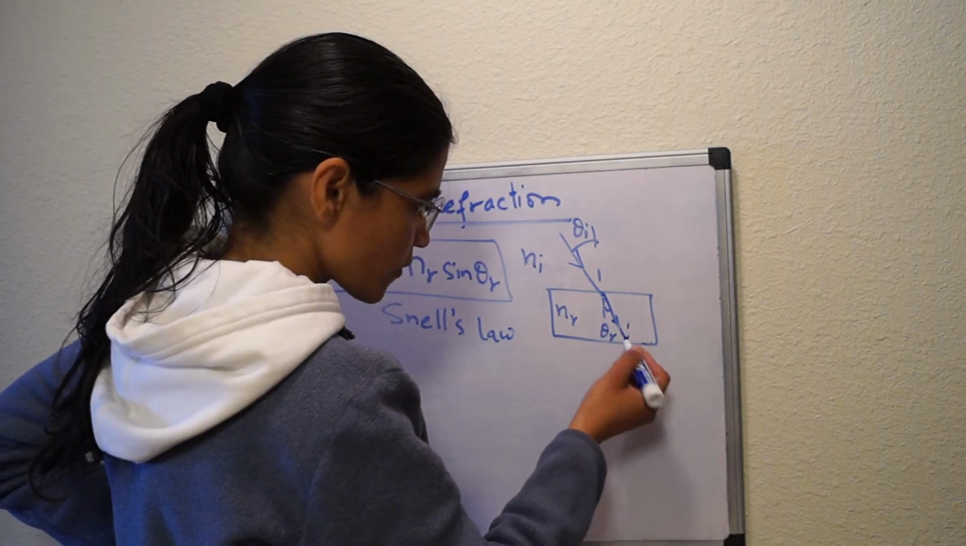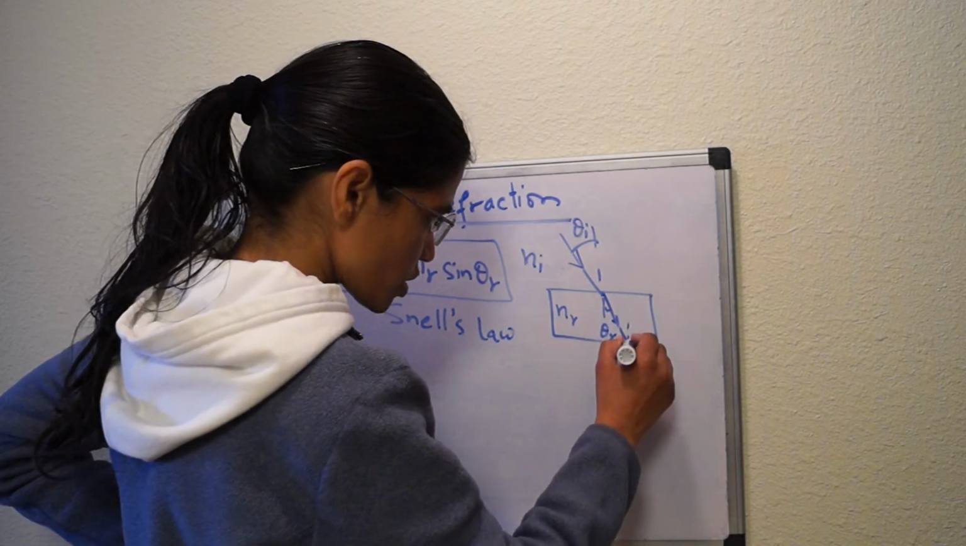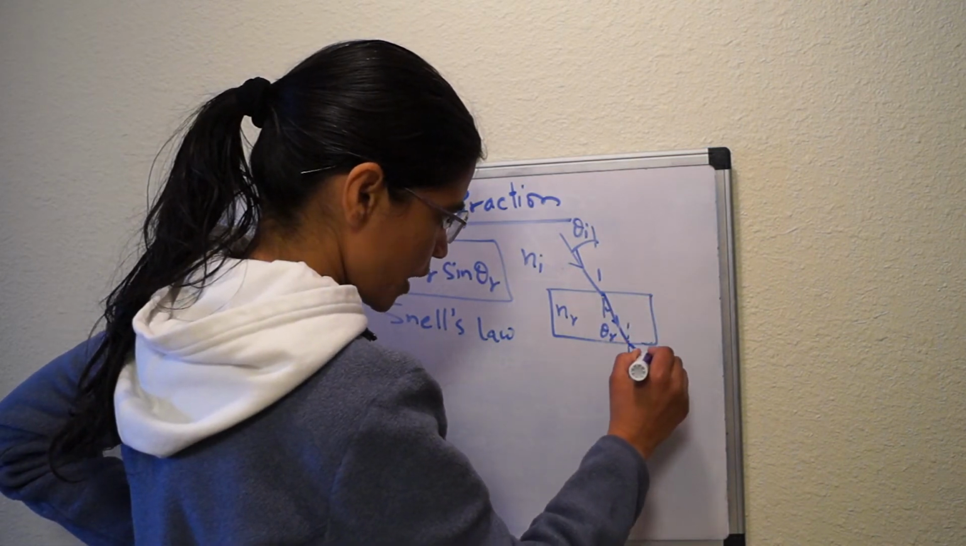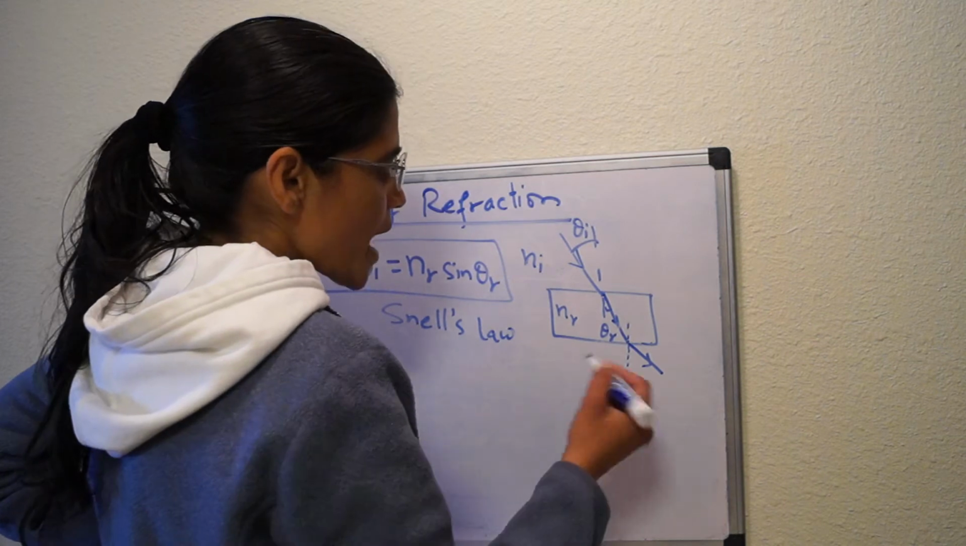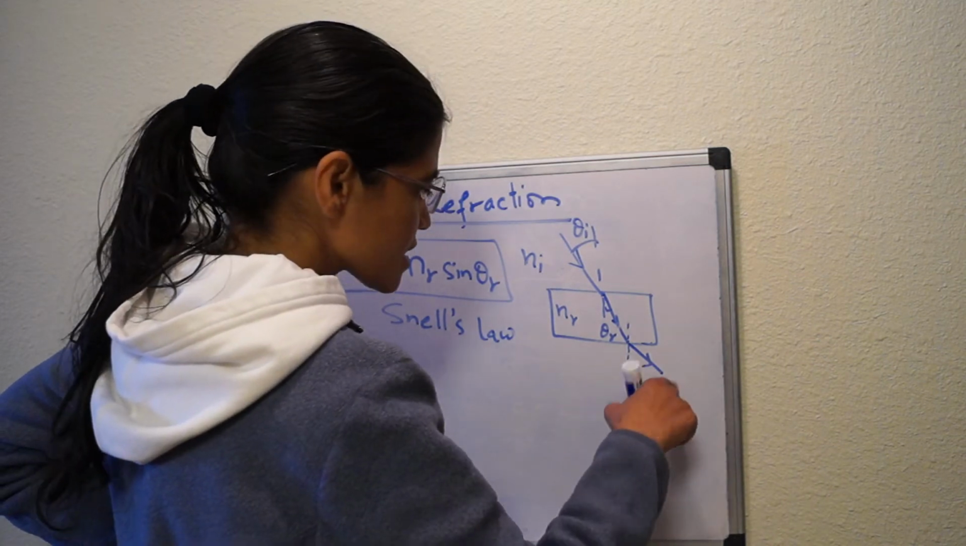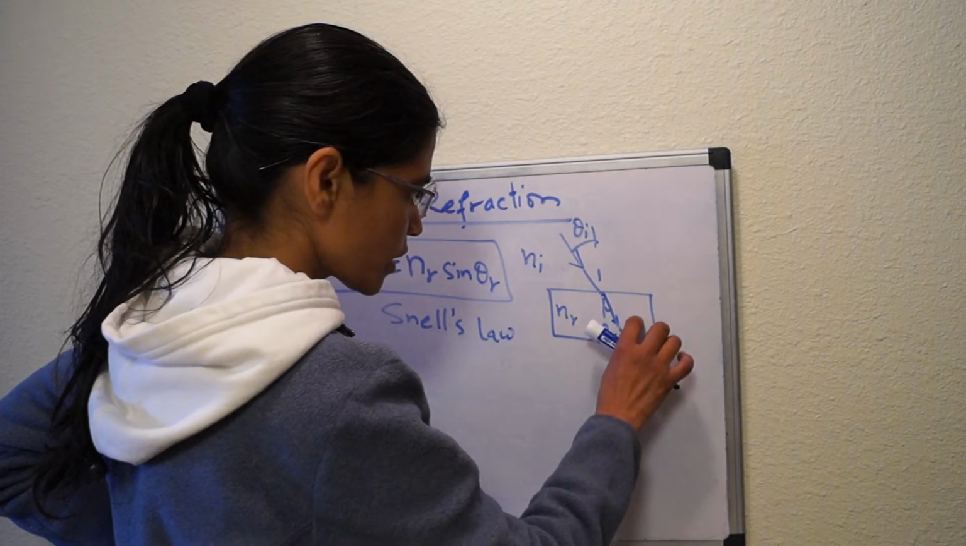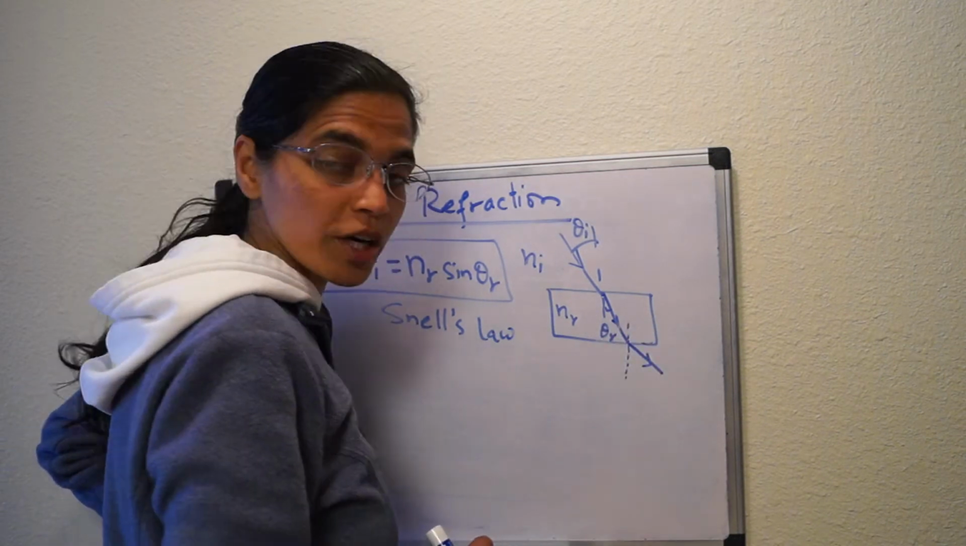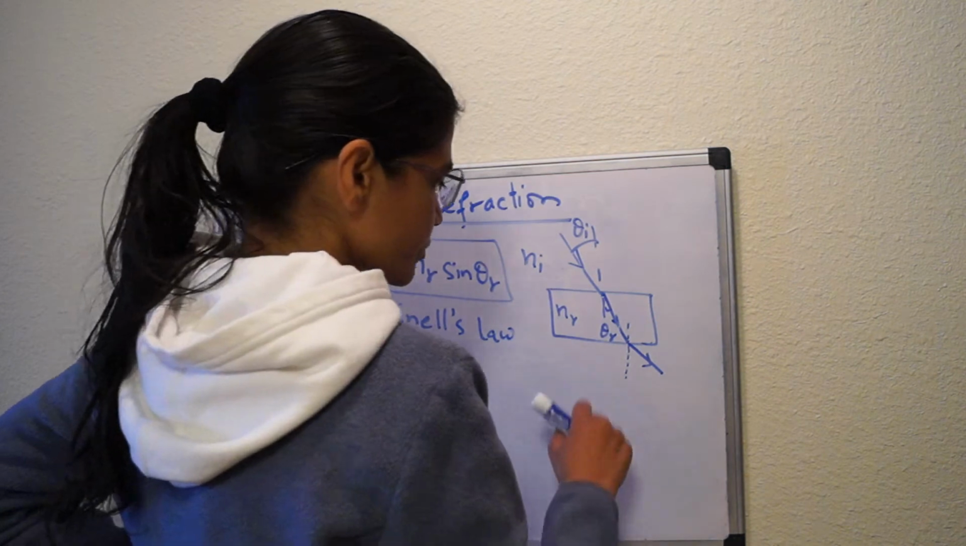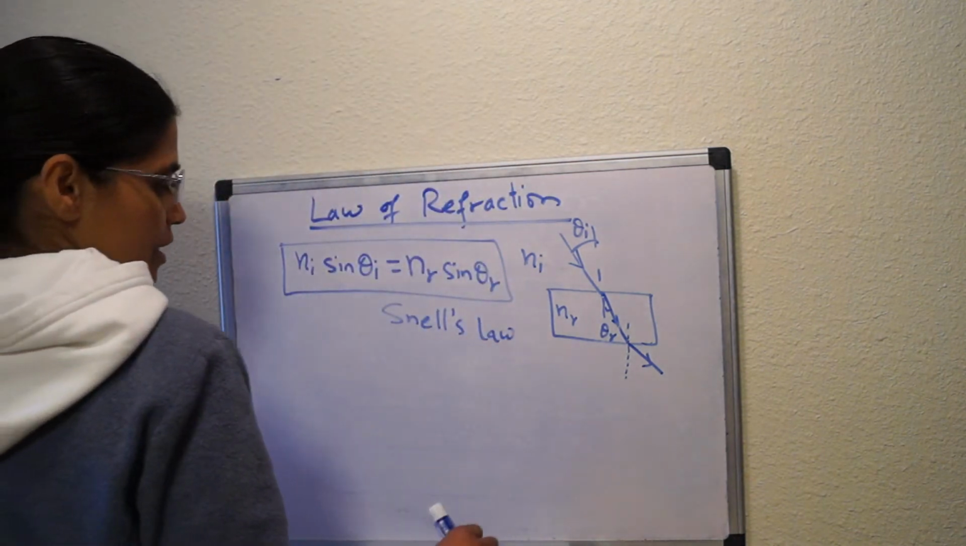Now it's going to bend in a different way. It won't go in the same direction, so it is going to bend like this. It will bend away like this if the refractive index of this medium is lower than the refractive index of this medium, where it is coming from. So now let's look at another case here.